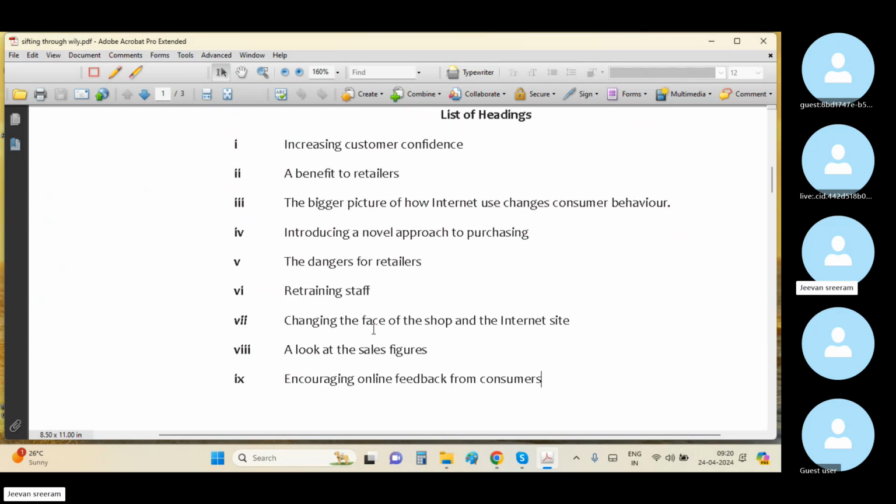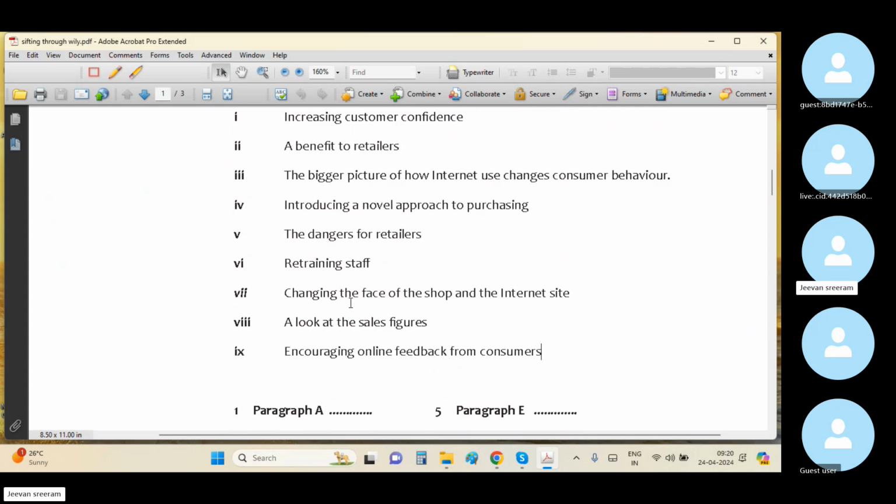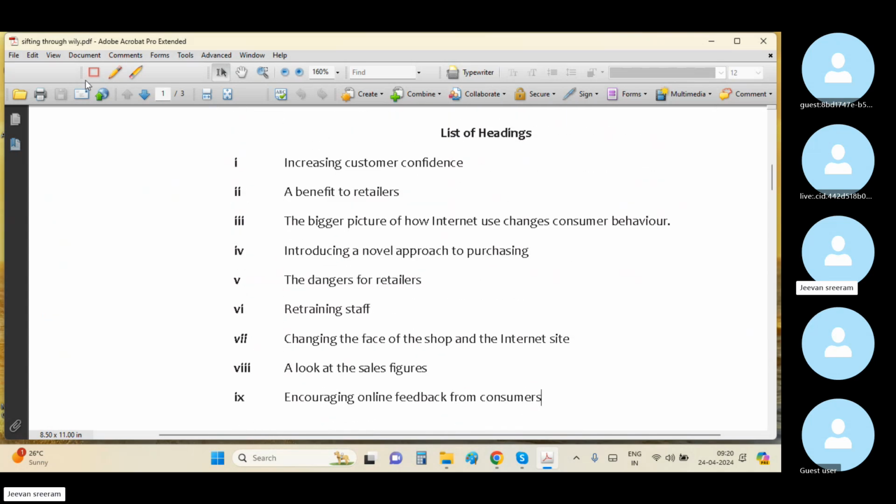Right. Let me explain. Let's see. You may just start handling this. You must have gone through all the questions as per the method. Just underline the keywords from the question. So, increasing customer confidence. Okay, customer confidence is getting increased. Please understand each of the headings thoroughly and precisely. A benefit to retailers. Okay, retailers means sellers are going to be benefited by this statement, right?